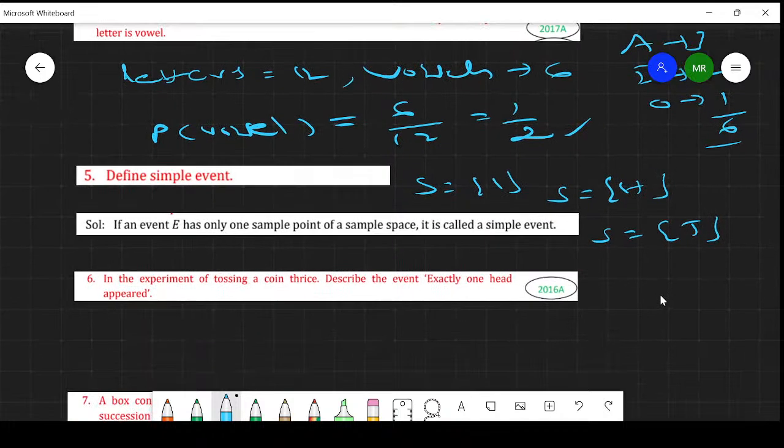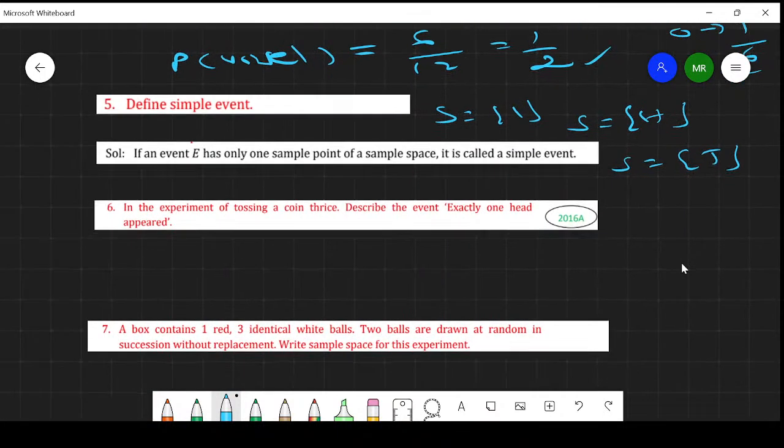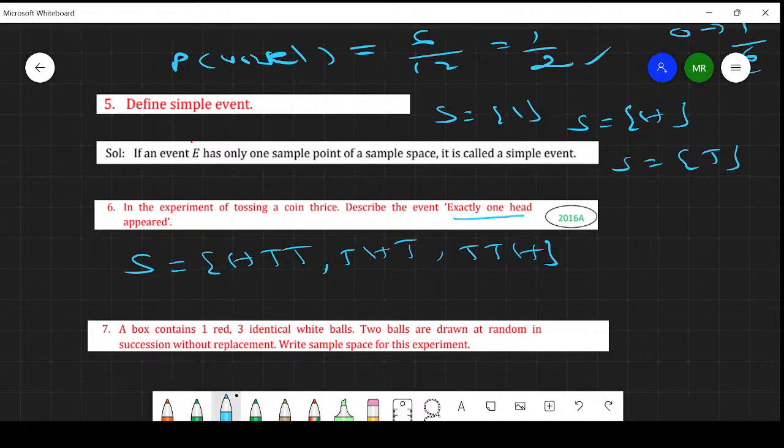If the experiment is tossing a coin thrice, describe the event exactly one head appeared. They are talking about exactly one head appeared, so only one head. One head appeared means two tails will be there. HTT, THT, TTH are the possible outcomes. So these are the possible outcomes for exactly one head appeared.